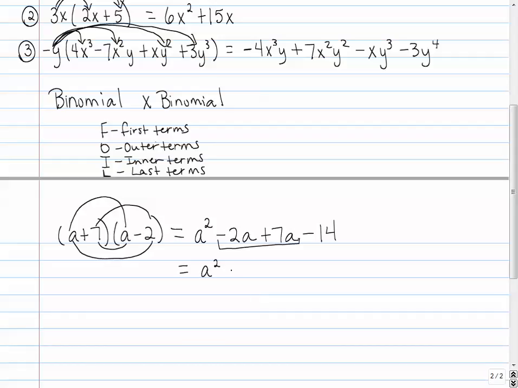So that's a squared plus 5a minus 14 when you combine your like terms, because negative 2a plus 7a is 5a. So that would be your answer.